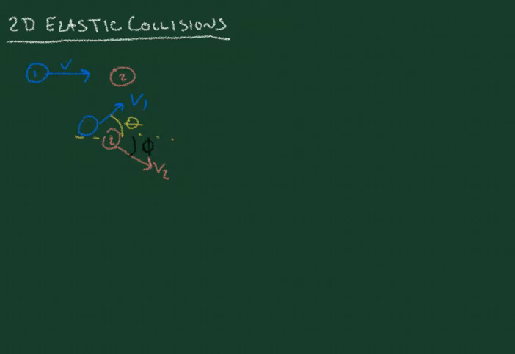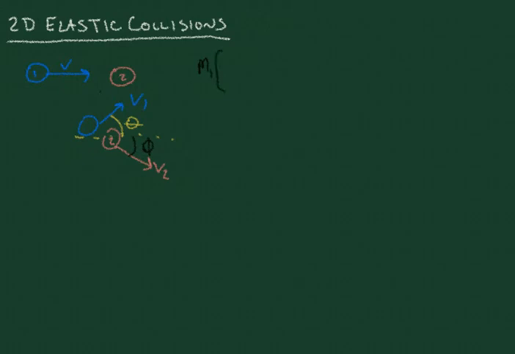Okay, so now we have a two-dimensional problem, and again we still have two unknowns, the vector v1 and the vector v2. And so again, to solve this, we start exactly like we did for just a one-dimensional elastic collision. We say we know momentum's conserved, right? Anytime we have some kind of collision, we always want to look at conservation of momentum.